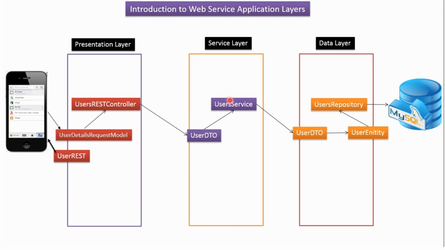User service converts user entity object to user DTO object and passes it to user REST controller. User REST controller converts user DTO object to user REST object and passes it to the client, so that client will get the user detail.